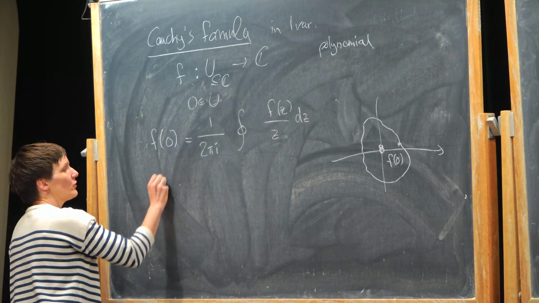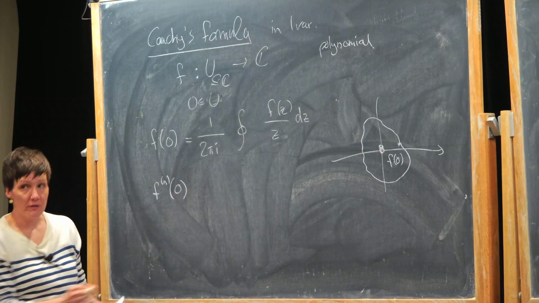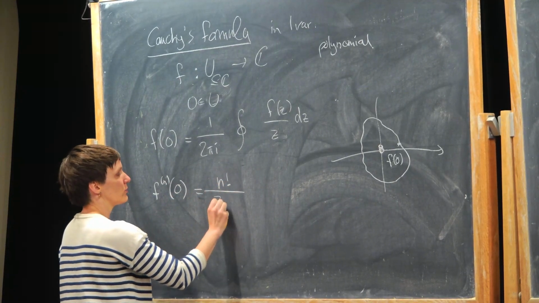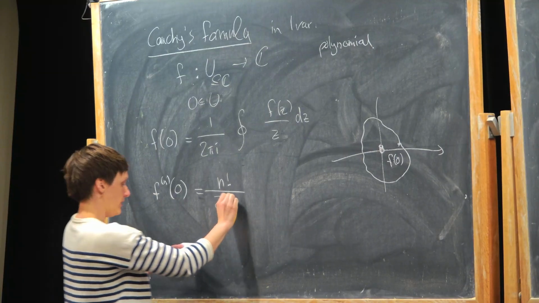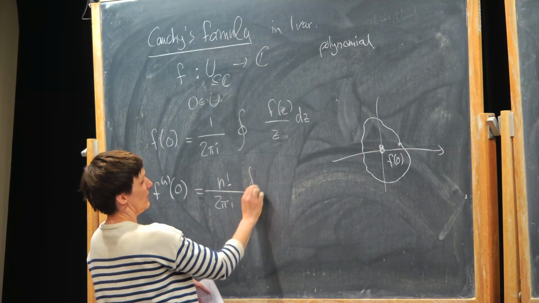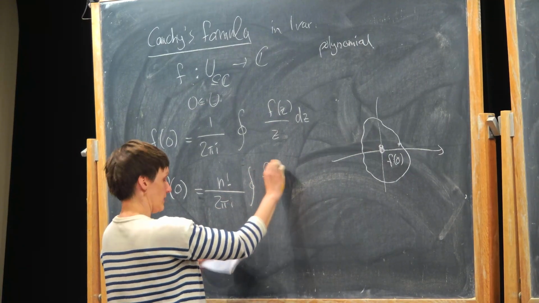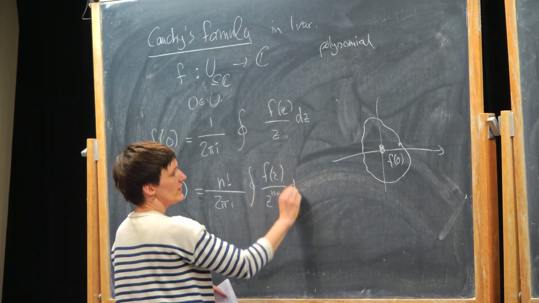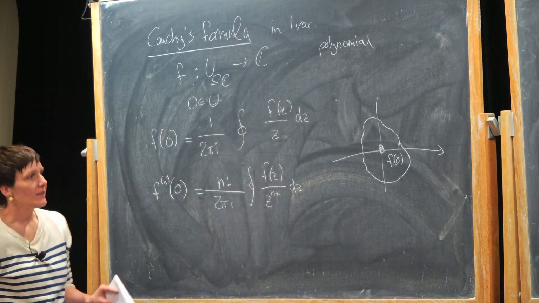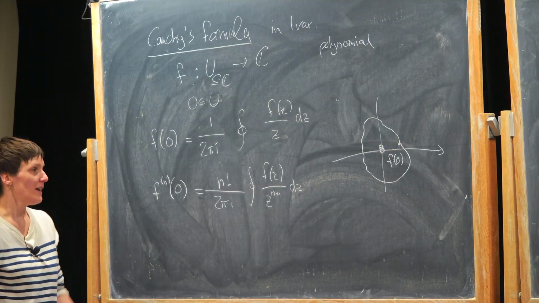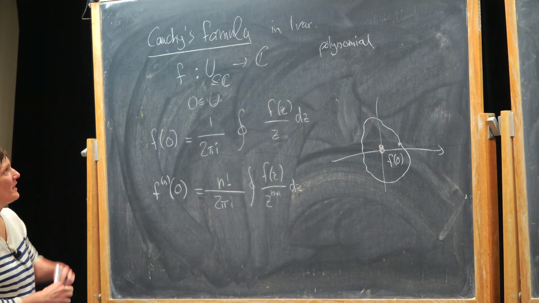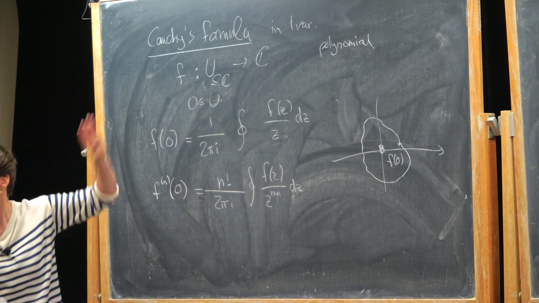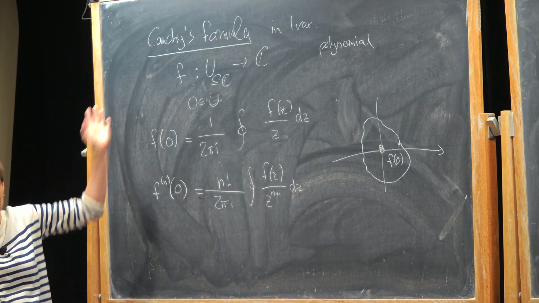And you can do this for the nth derivative as well. So that's n factorial over 2 pi i times this integral of f of z over z to the n plus 1 dz. Okay, and then you use that f is holomorphic, or you have a Taylor expansion. For polynomials, we have a Taylor expansion anyways.